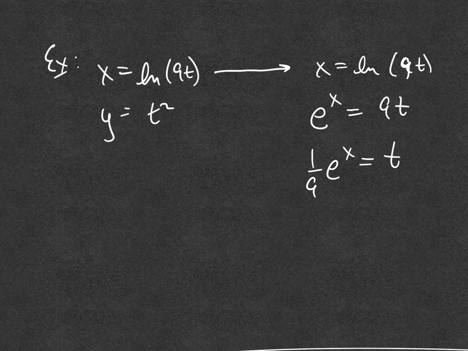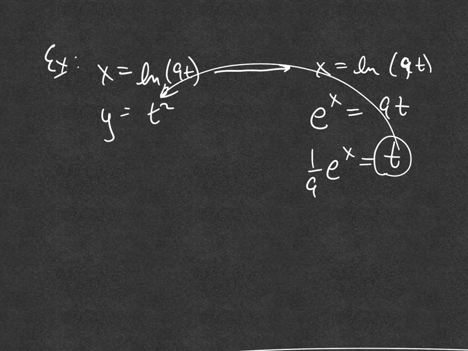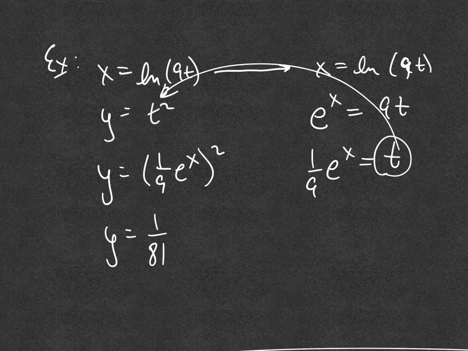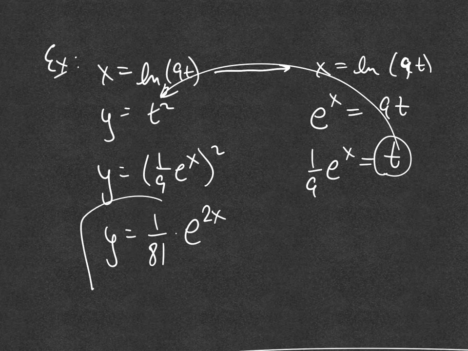Okay? And then all I have to do is simply replace or substitute t in for the second equation. So instead of y equals t squared, I'll have y equals 1/9 e to the x squared. And I'm just going to choose to get rid of the parentheses so you guys don't have to work with them. So I then end up with 1/9 squared, which is 1/81st, and e to the x squared, which is e to the 2x. Okay? And so we end up with an equation that does not have any t's.